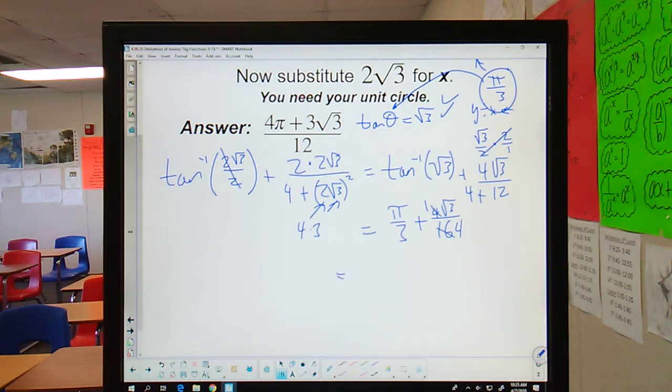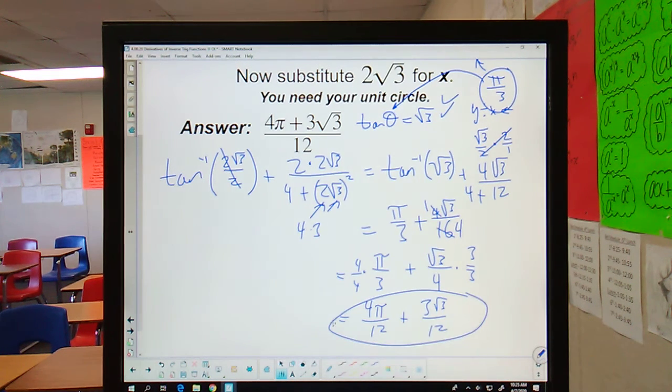How do you add fractions when the denominators are not the same? We simply get a common denominator. So times this by 3 over 3, times this by 4 over 4, and our common denominator will be 12. 4 pi over 12 plus 3 radical 3 over 12. Adding that together in one fraction gives you that right there for your final answer.